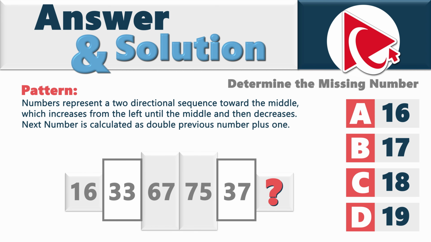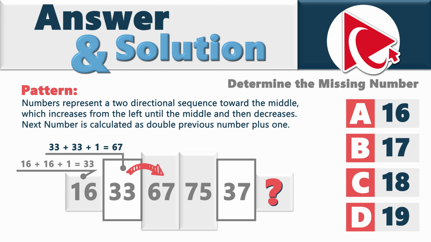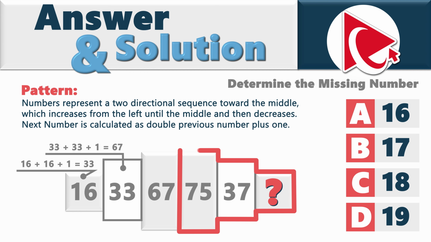Let's look at the example. We go from 16 to 33. 16 plus 16 plus 1 equals 33. 33 plus 33 plus 1 equals 67. And now, calculations change directions. Instead of going from left to right, the 3 numbers on the right are calculated from right to left.